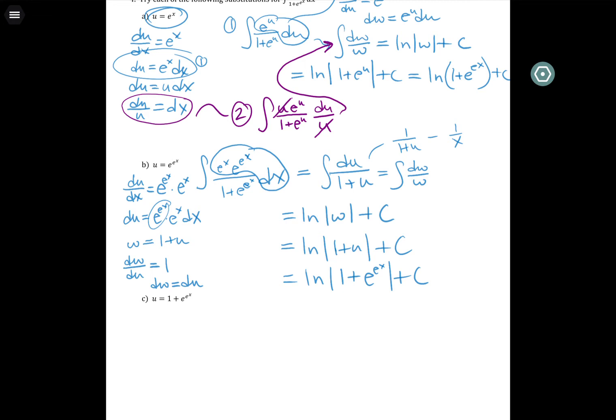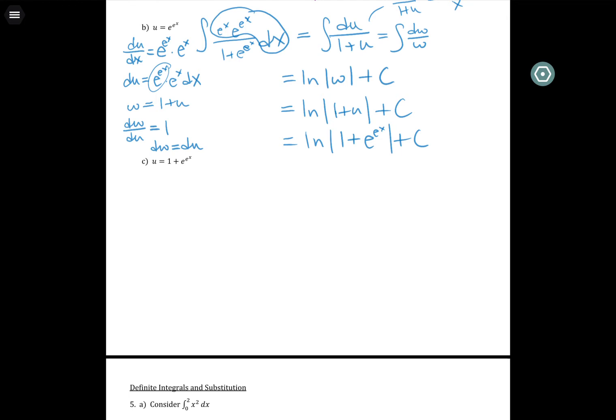So different methods, same result. I would say they're sort of comparable unless you felt comfortable enough skipping the second substitution. Then I guess this was a little quicker, but sort of comparable so far. Okay, so we have one more to do.